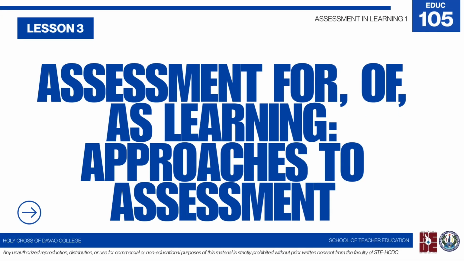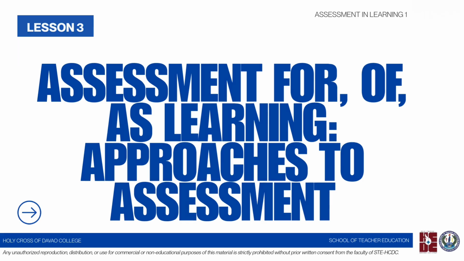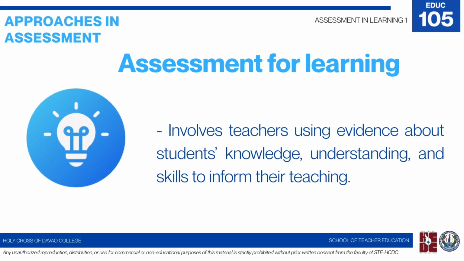Let us now proceed to the next learning outcome we have in this video, which is the assessment for, of, and as learning. These are what we call approaches to assessment. This happens during instruction. We call it assessment for learning. It involves using evidence of student knowledge, understanding, and skill to inform their teaching. Here, the teacher asks questions during discussions. There are what we call exit slips given and feedback on drafts.